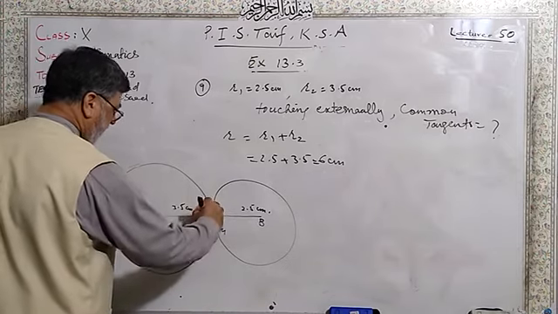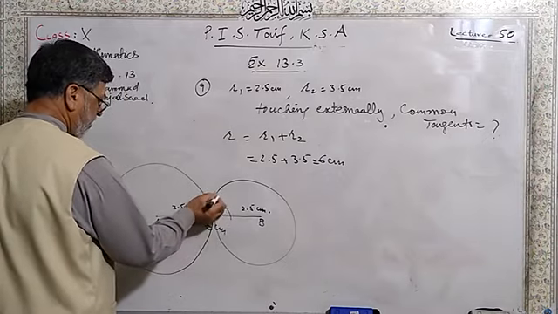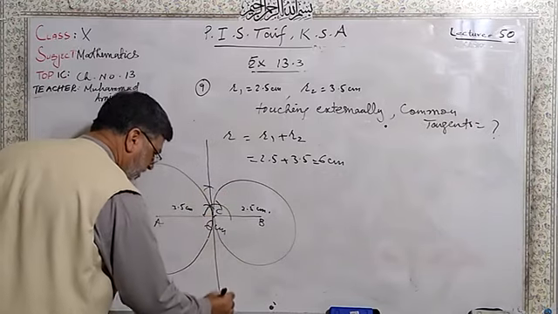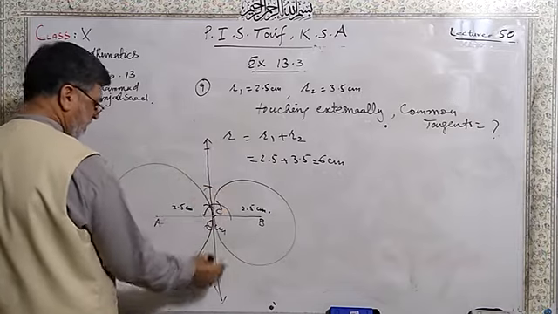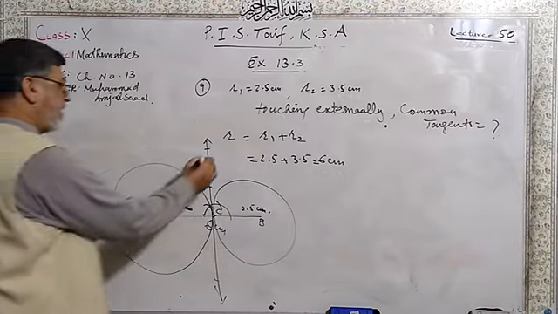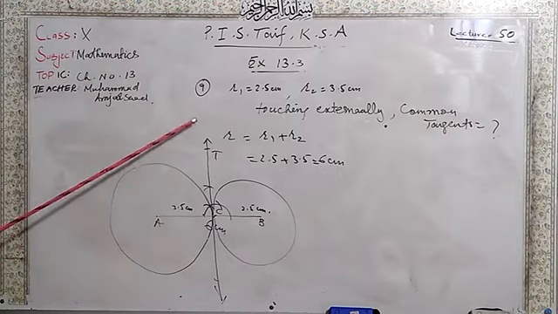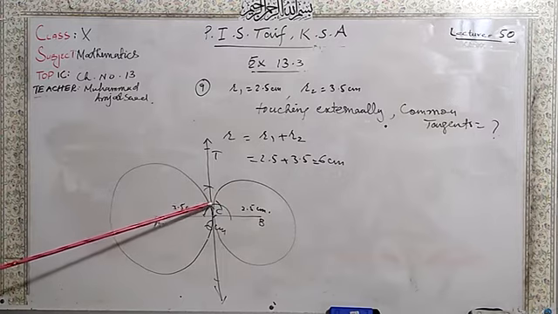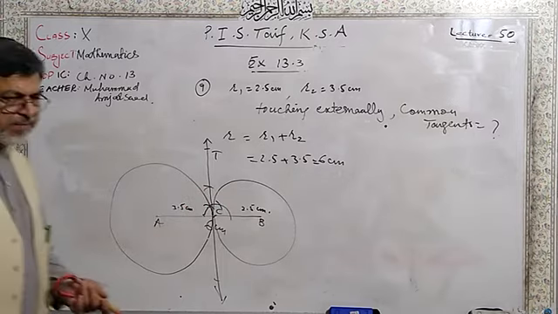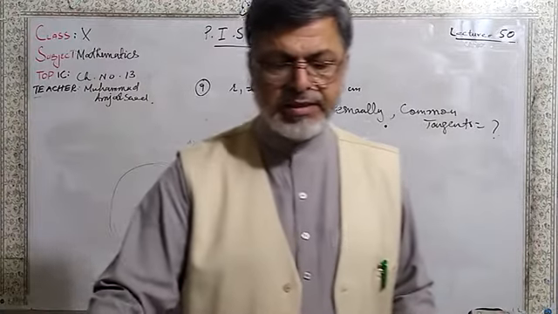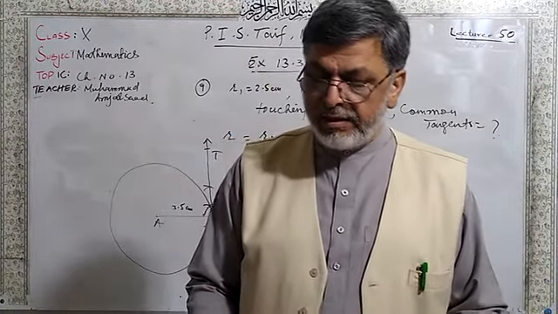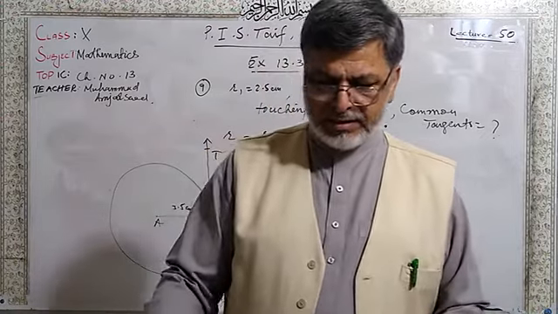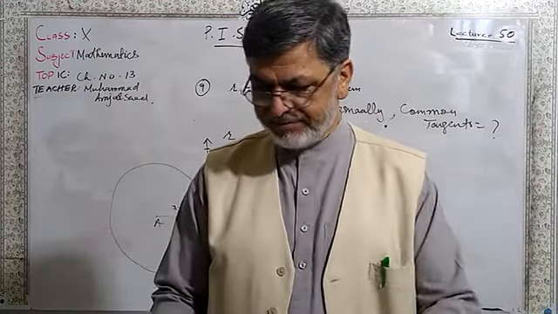Now at point C, draw an angle of 90 degrees and draw this tangent passing through C. Dear students, this is the required tangent. This is the required common tangent passing through the point where the circles are touching externally. So that was your question number 9. With this question, your exercise 13.3 and chapter number 13 is finished.